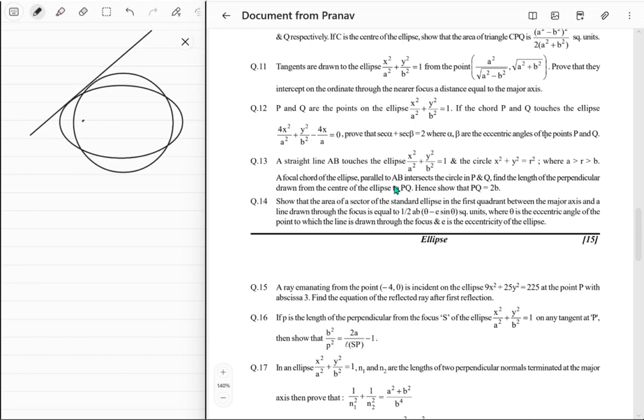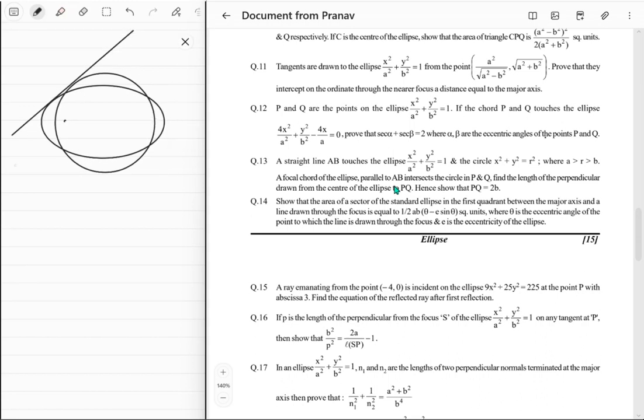It's already not good. So you want to find this focal chord, and then you want the length of the perpendicular from this point to that point. Hence show that PQ is equal to 2B. And if you already know that's supposed to be 2B, then that's B right here, and this is supposed to be equal to R, and then it just means the square root of R squared minus B squared. Interesting.